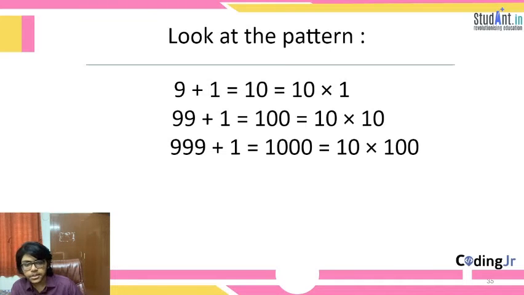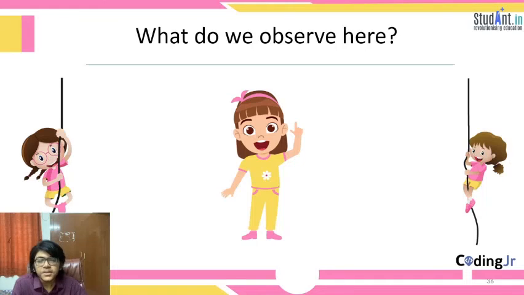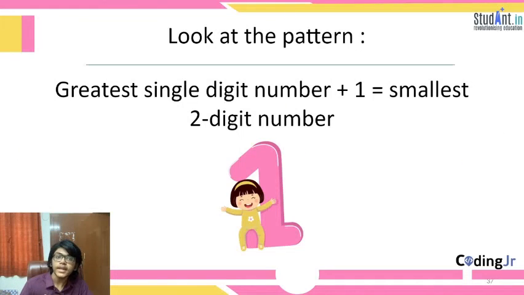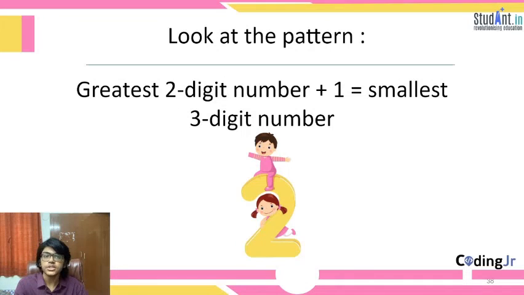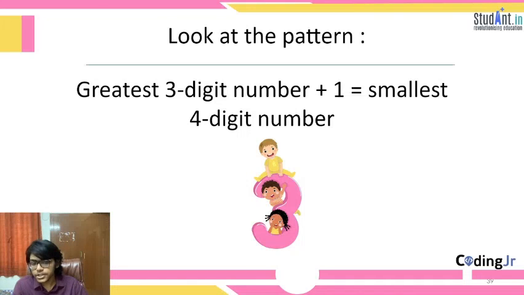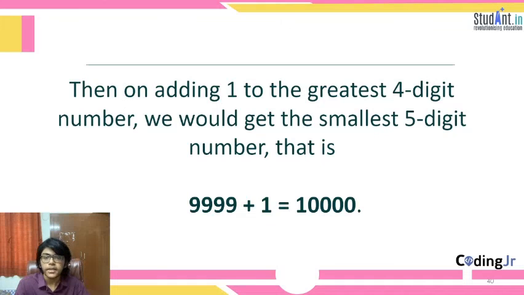So if we add 9 plus 1, we get 10, which is 10 times 1. And if we add 99 plus 1, we get 100, which is 10 times 10. And if we add 999 plus 1, we get 1000, which is 10 times 100. What can we observe? We observe that the greatest single-digit number plus 1 is the smallest 2-digit number. And the greatest 2-digit number plus 1 equals the smallest 3-digit number. And the greatest 3-digit number plus 1 is the smallest 4-digit number, and so on and so forth. So when we add 1 to the greatest 4-digit number, we would get the smallest 5-digit number, which is 10,000.